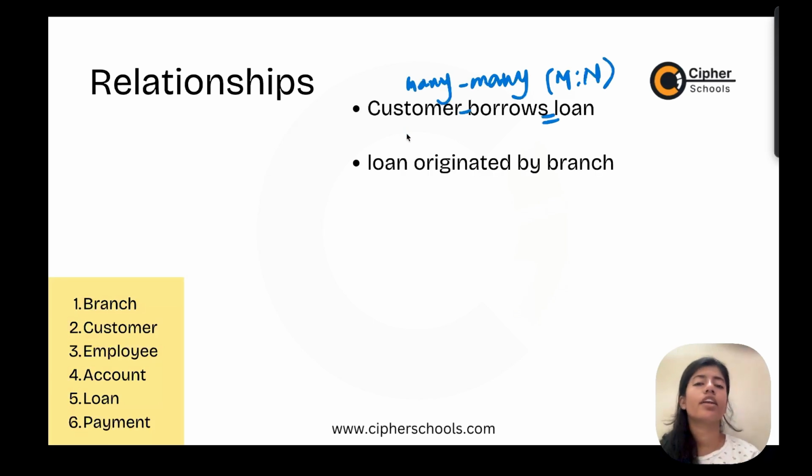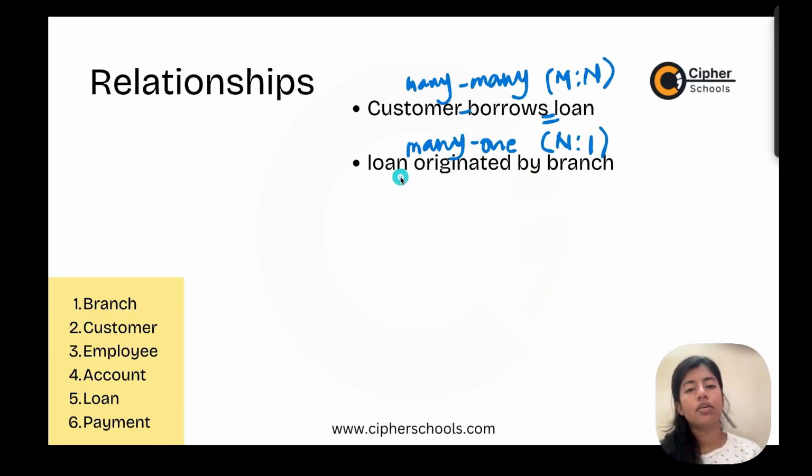Let's move ahead. Our next relationship is loan is originated by branch. Now, one branch can originate many loans, right? People can have loans from a branch, and one branch can have many loans. But the other way, one loan needs to be taken from one branch only, from one office itself. So this is a many to one relationship, or in other words, N is to 1 is the cardinality ratio.